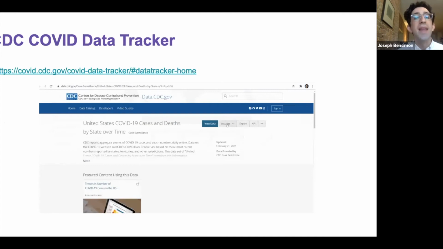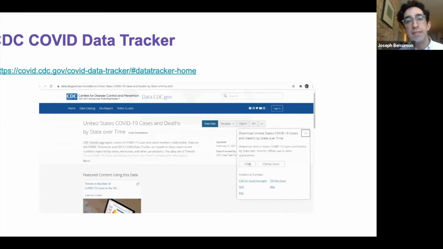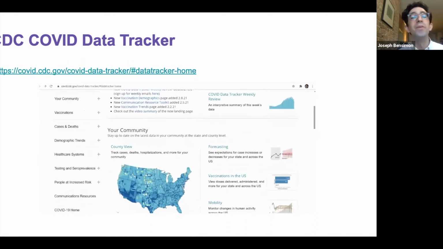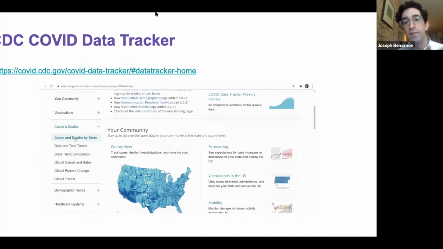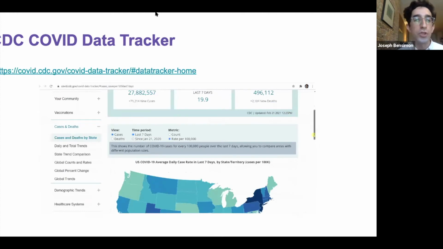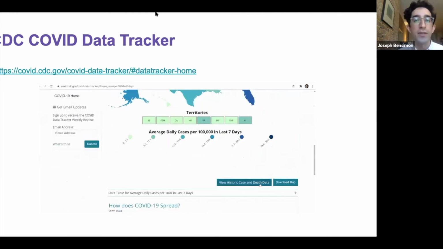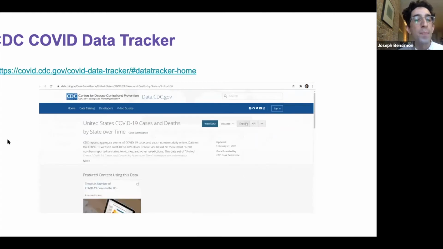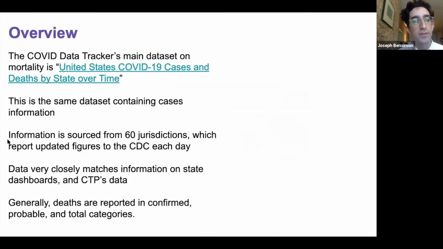So I'm going to talk about the CDC's COVID data tracker first. To access it, you can go to the CDC's website. We have the link here. You can also just put in as a search query COVID data tracker, and you will turn that up. If we could go to the next slide, please.